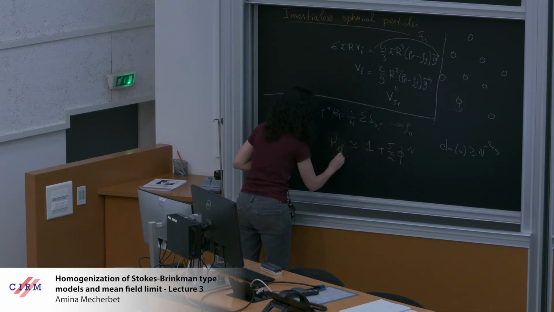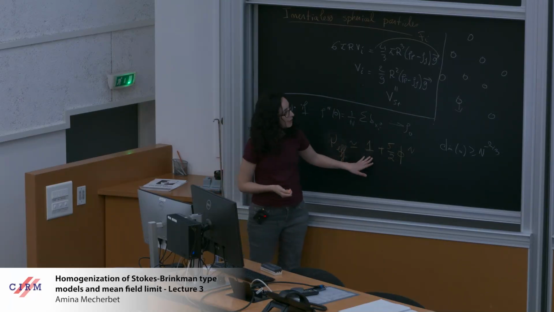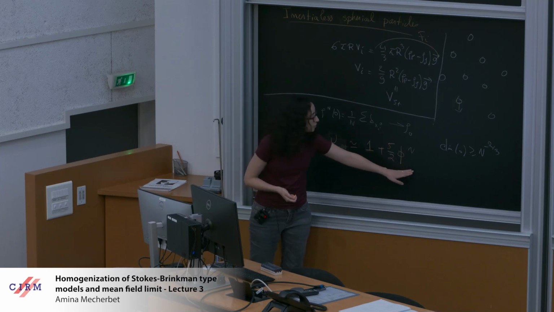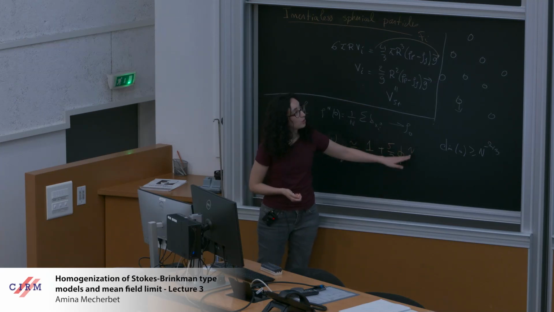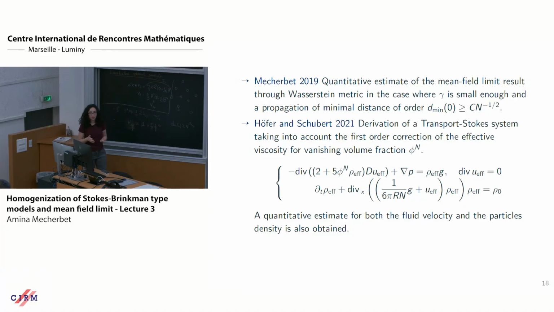Sorry, mu effective is almost like the effective viscosity of the fluid, to which you add the perturbation, which is proportional to the volume fraction of the particles, which is assumed to be small. Okay, so I will not really talk about this today. So this extends even more the limit model, which becomes a little bit more accurate because of this term. And so they also have a quantitative mean field estimate using the Wasserstein distance in the same spirit as in these results.